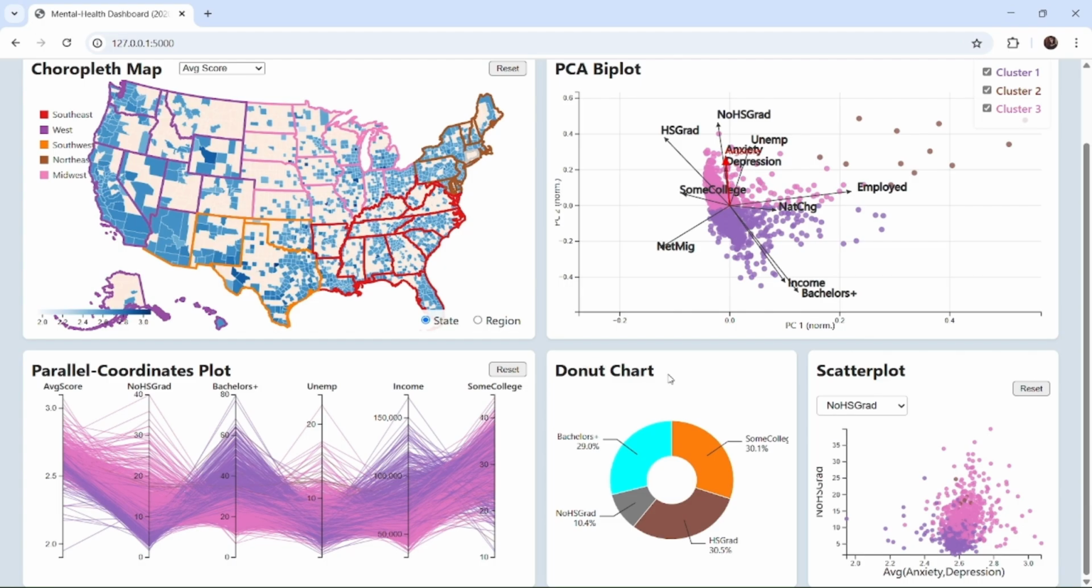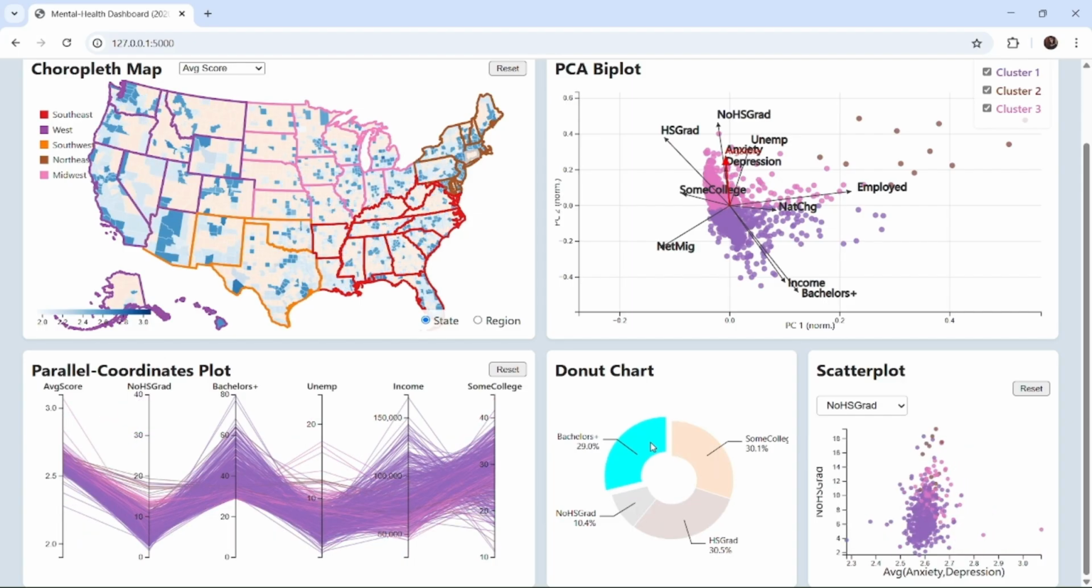Then we have the donut chart, which shows the educational composition of the filtered or the whole population. Clicking on any slice, such as Bachelor's Plus, filters the data set accordingly and updates the full dashboard.